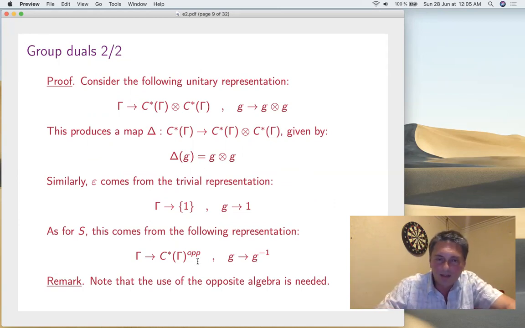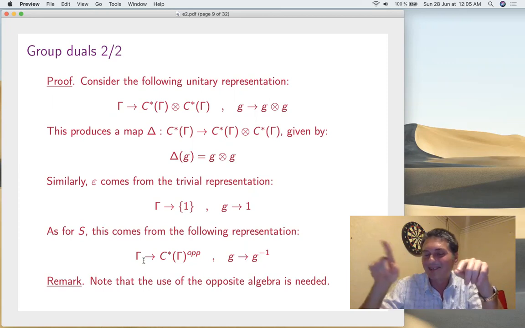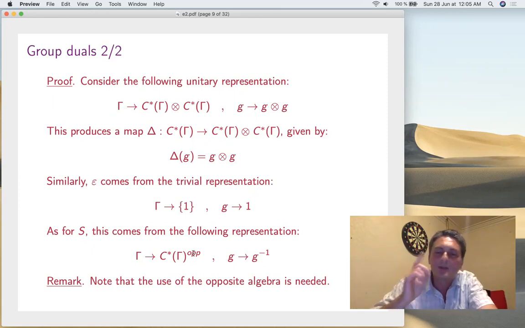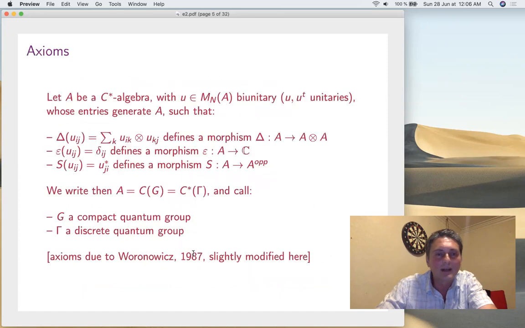By the way, remark here that g goes to g minus 1 is a representation, but going from gamma to the opposite of C star gamma. Why? (gh) minus 1 is h minus 1 g minus 1, so it won't work. It's not a representation, the inverse. It's a representation, but with values in the opposite algebra. So that's why the opposite algebra is needed in the axioms here. In the classical case it doesn't change anything. In the commutative case you can put A or A op, it's the same, but for group duals you really need this A op.